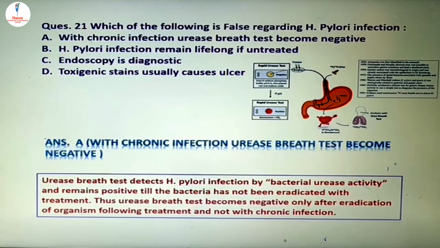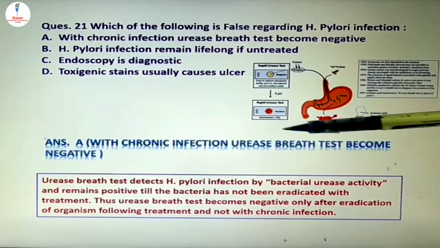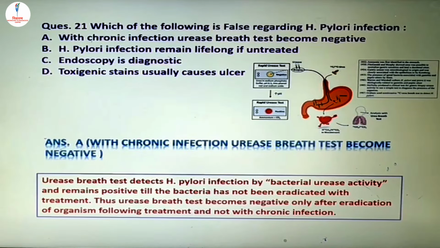So which is not true is the answer: chronic infection, urease breath test becomes negative. This means that the answer is A, because the urease breath test detects H. pylori infection by the bacterial urease activity and remains positive till the bacteria has been eradicated. Thus, the urease breath test becomes negative only after the eradication of the bacteria.